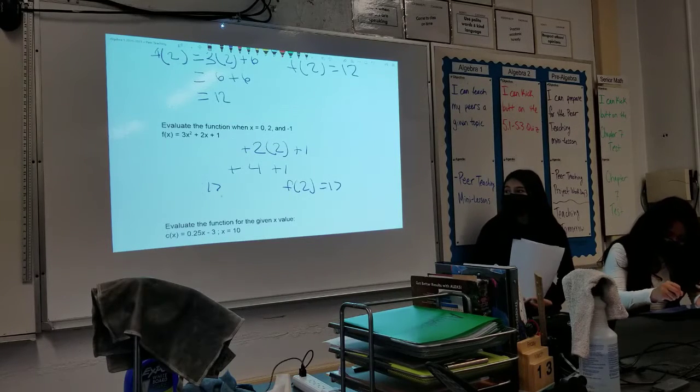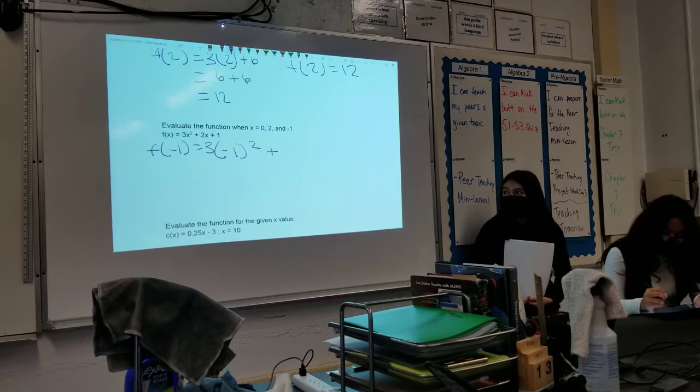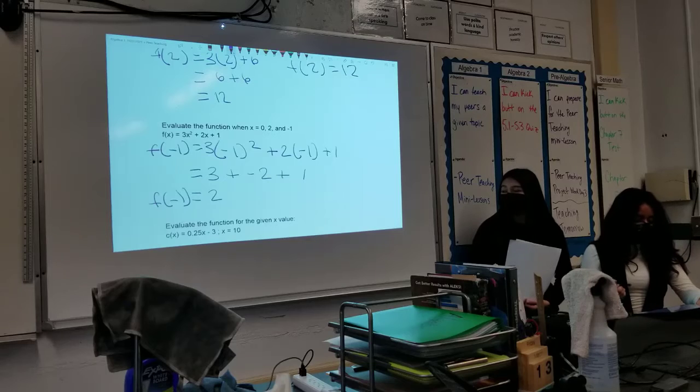And for our final problem, f of negative 1 equals 3 times negative 1 squared plus 2 times negative 1 plus 1. So negative 1 squared is 1, times 3 is 3. 2 times negative 1 is negative 2, plus 1 to get 2. So f of negative 1 equals 2.